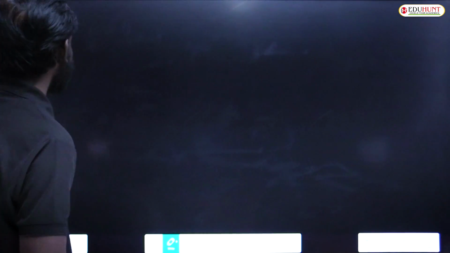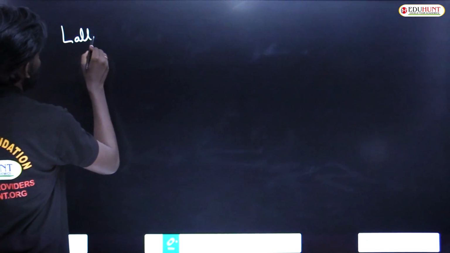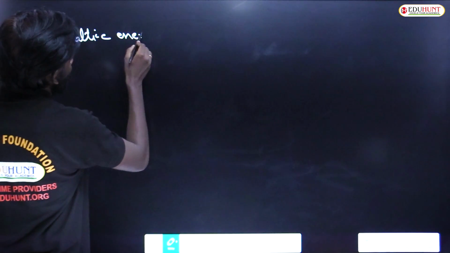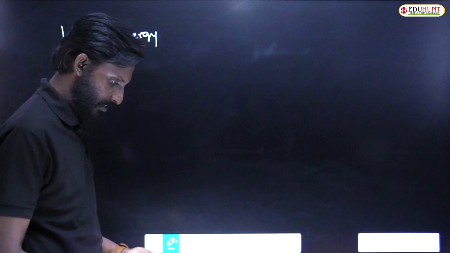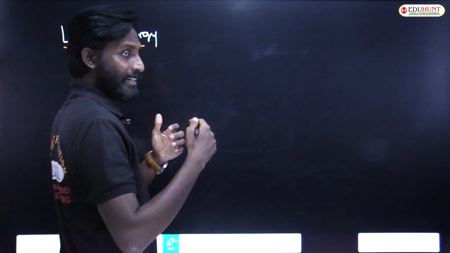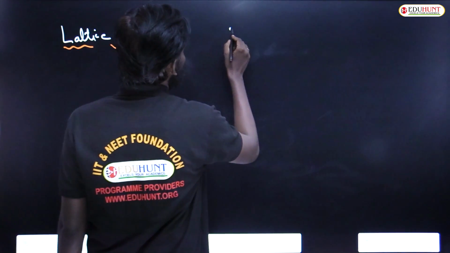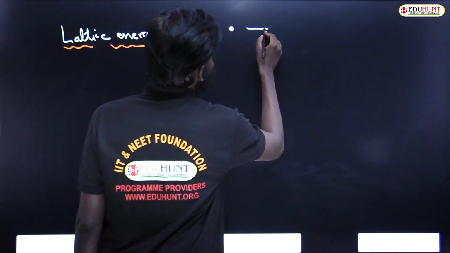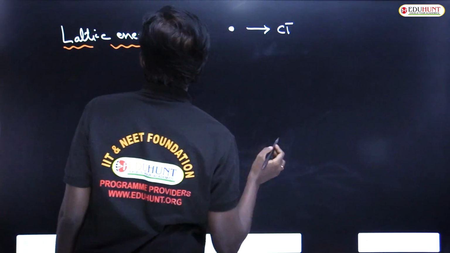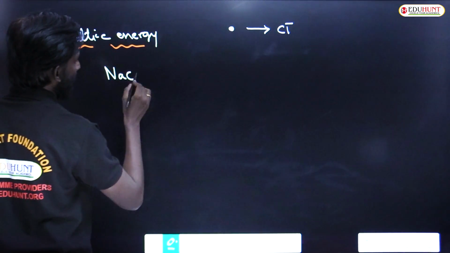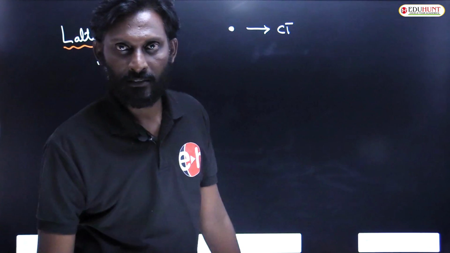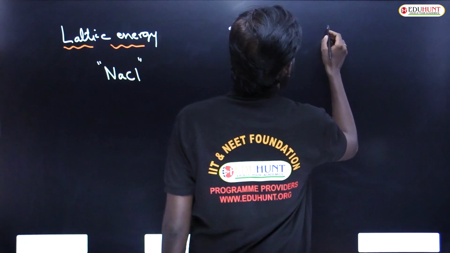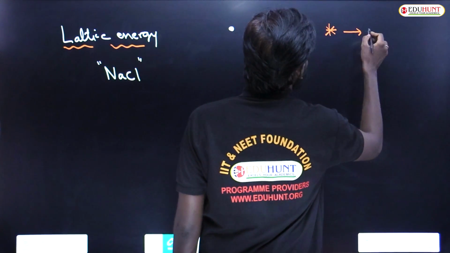I will take separate notes on lattice energy. First of all, to understand lattice energy, try to understand what is a crystal lattice. For better explanation, let us imagine this dot as Cl minus. That means we are taking NaCl ionic crystal for the explanation. Let us imagine this star as Na plus.